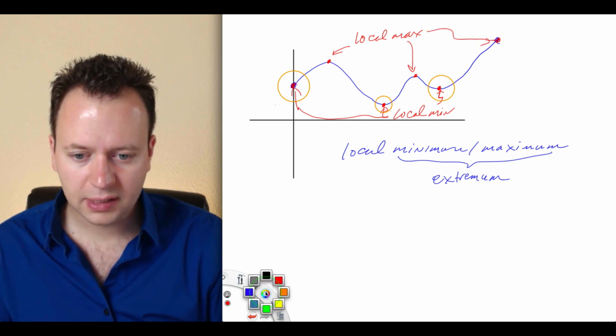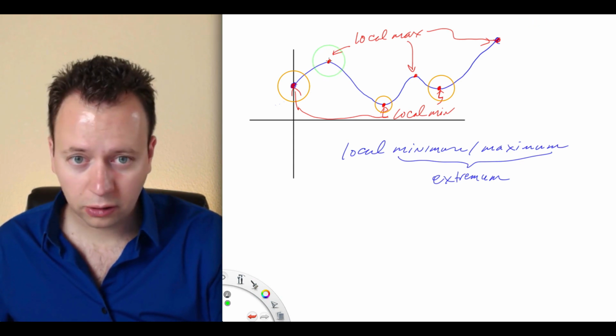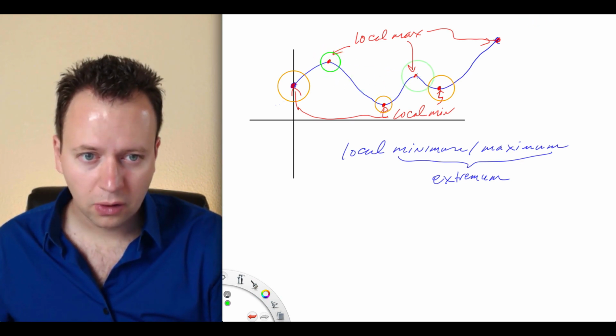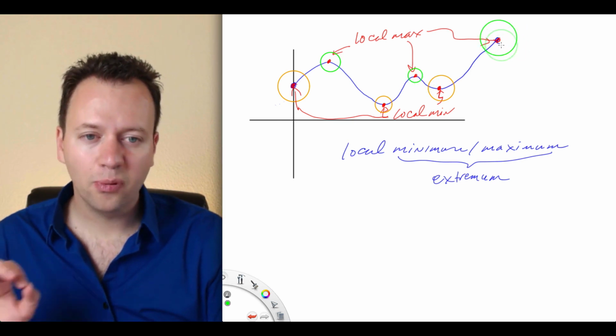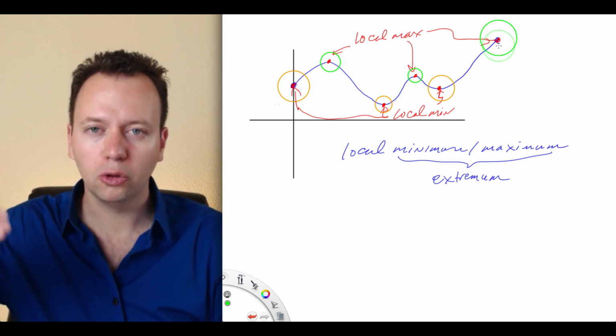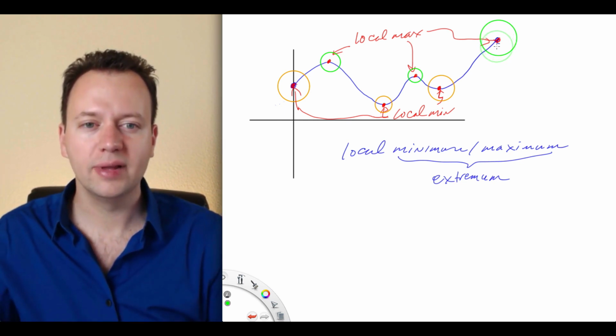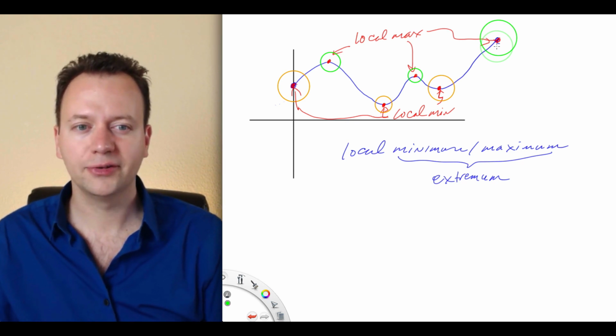So for each of these cases, if you just look close by that point, or this point, or this point, the point in red is the highest value, the largest output value of all the neighboring points. So that's what's meant by local minimum and local maximum.